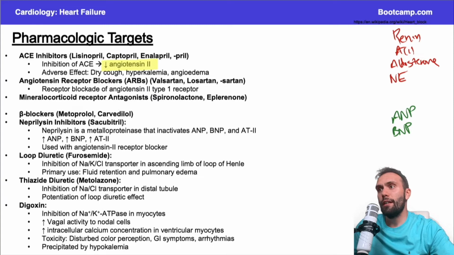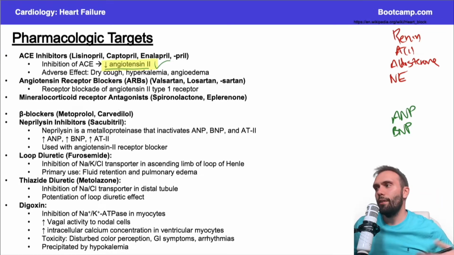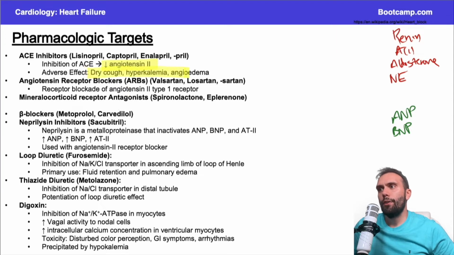ACE inhibitors, right? Angiotensin II levels are going to come down because I'm inhibiting the conversion of angiotensin I to angiotensin II. That is a very good thing because I have less angiotensin II to cause vasoconstriction, causing increases in afterload and stimulating the RAS system. By inhibiting angiotensin II, you'll also get some inhibition of aldosterone as well. And remember your classic adverse effects here: dry cough, hyperkalemia, and angioedema. And again, we talked all about this in the RAS video, so check that out.